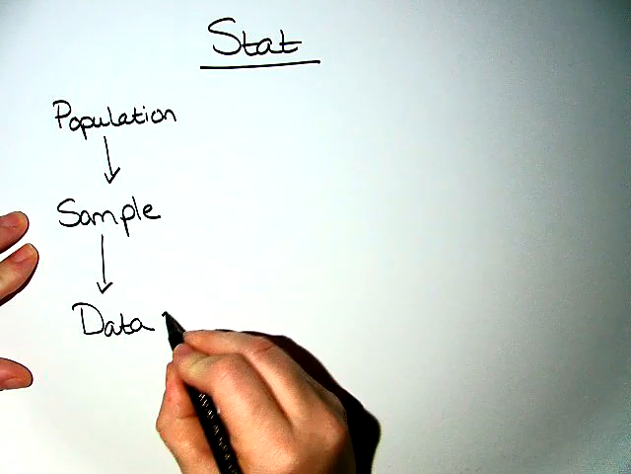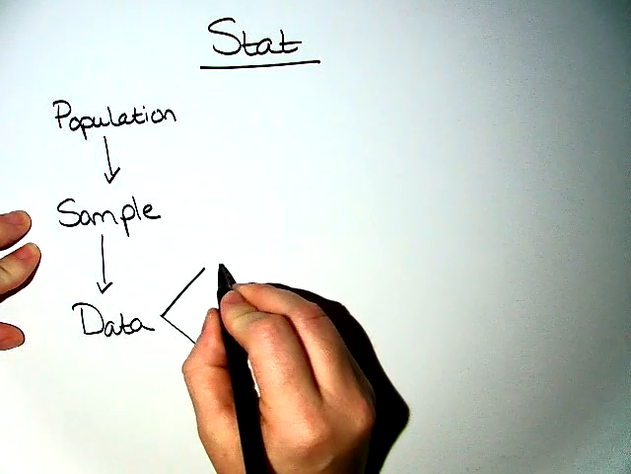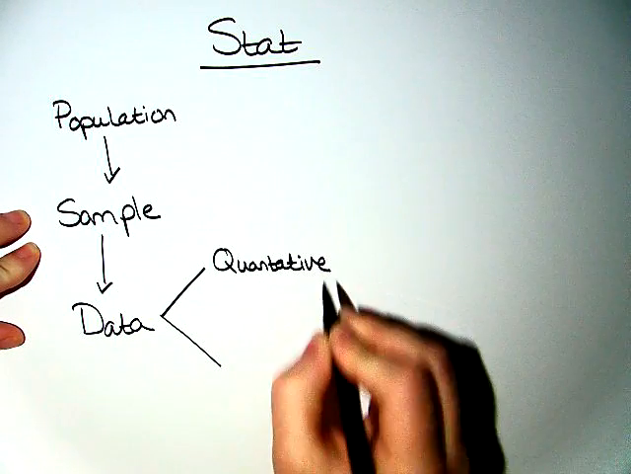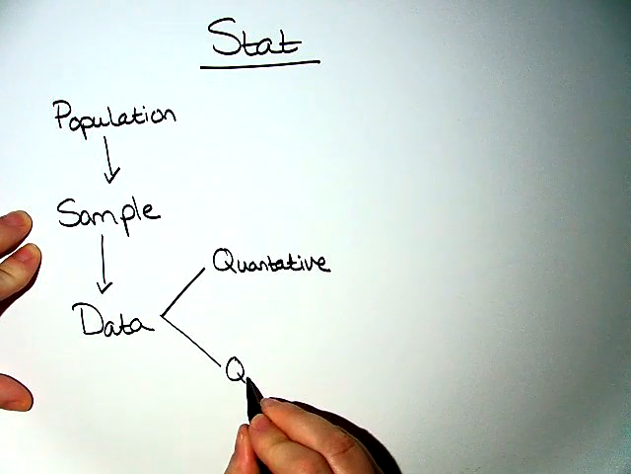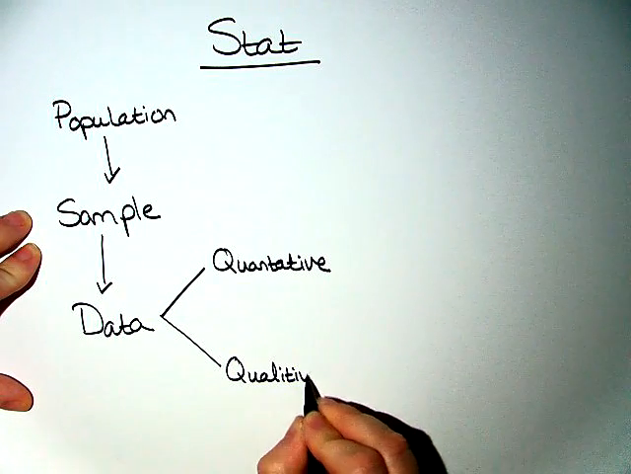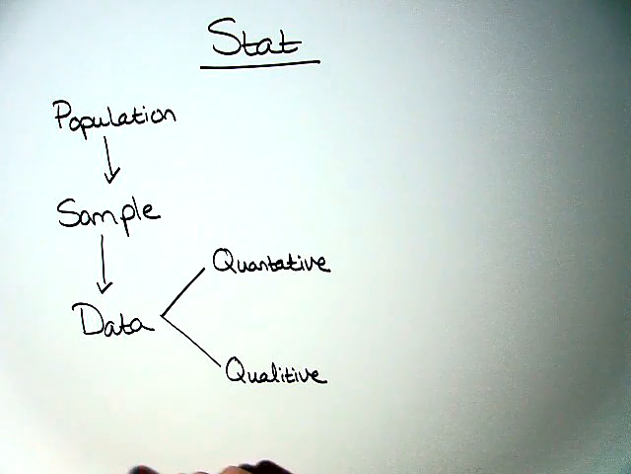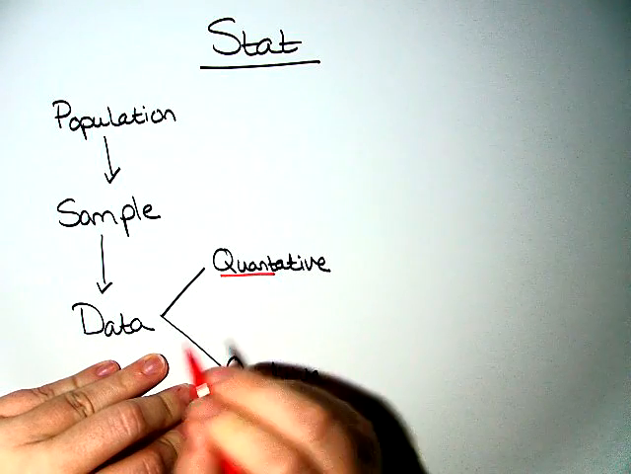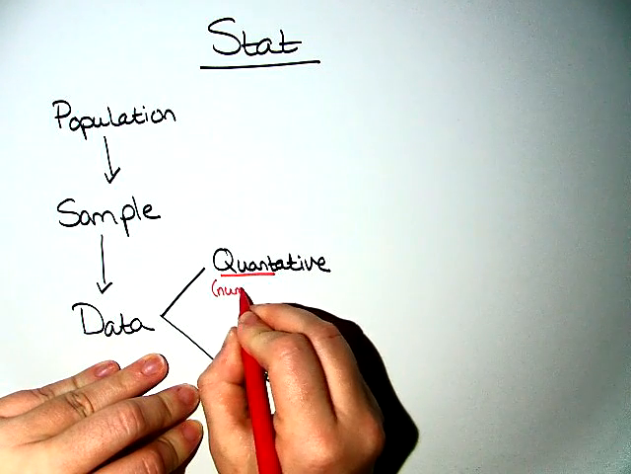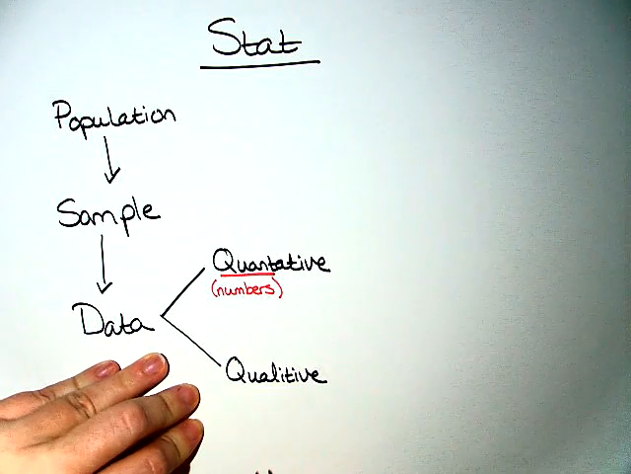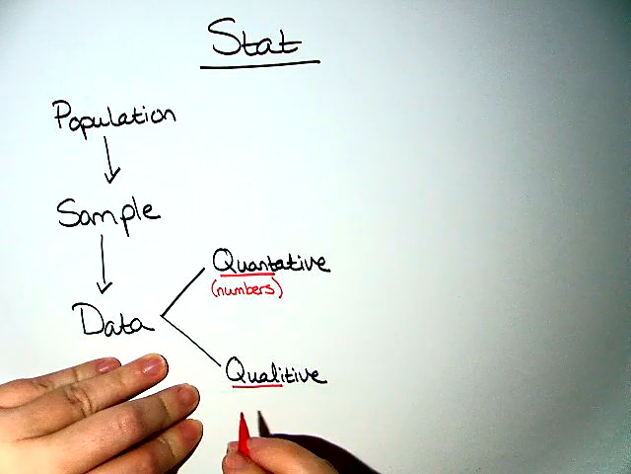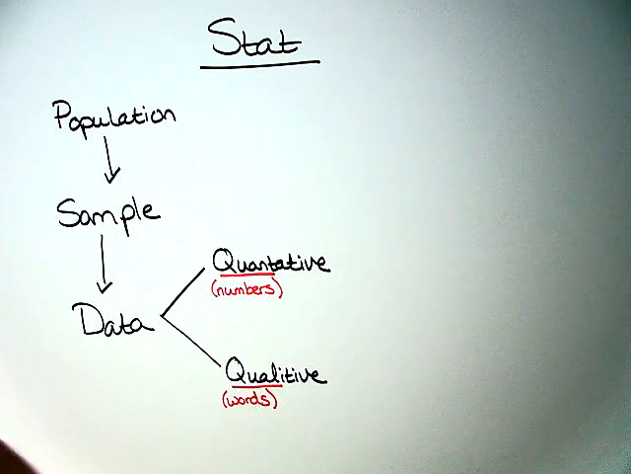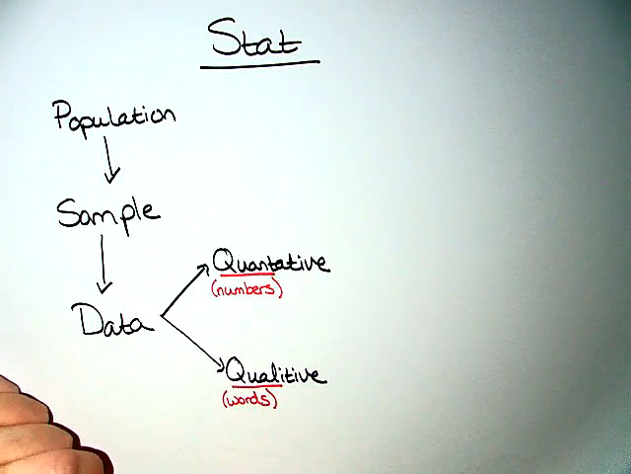Now your data falls under two categories. The first category is quantitative. And the second category is qualitative. Now, I want to go ahead and focus on two things. Quantitative has quant, which is quantity or numbers. Qualitative has qualities or words.